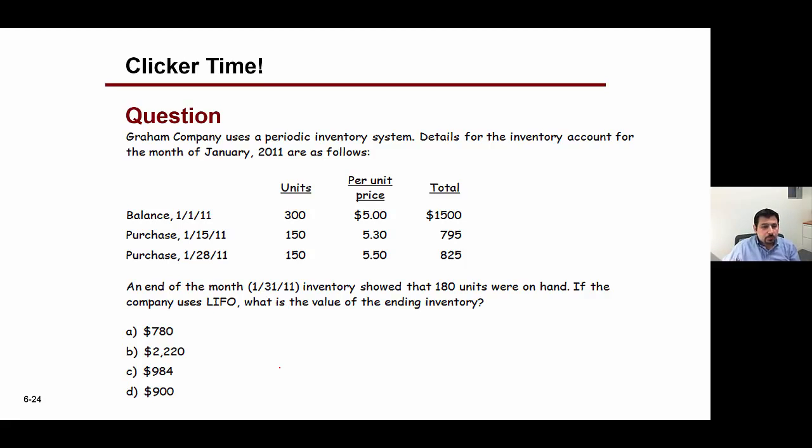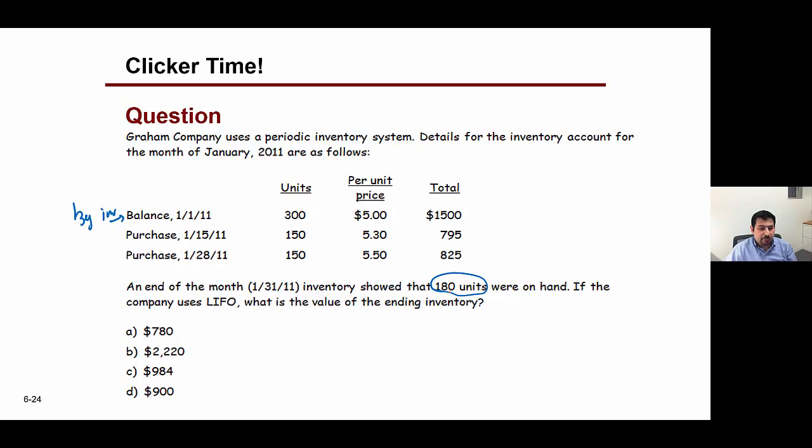So this is a typical question that you can get in the exam. Graham Company uses a periodic inventory system. Details for the inventory account for the month of January 2011 are as follows. So the balance at the beginning would be the beginning inventory. At the end of the month, inventory showed that 180 units were on hand. So the number of units in our ending inventory is 180 units.